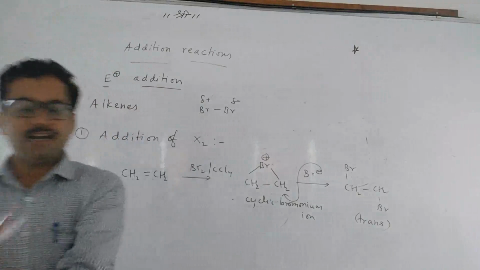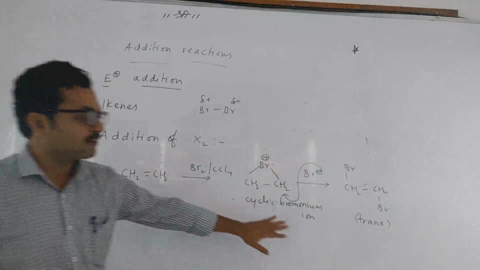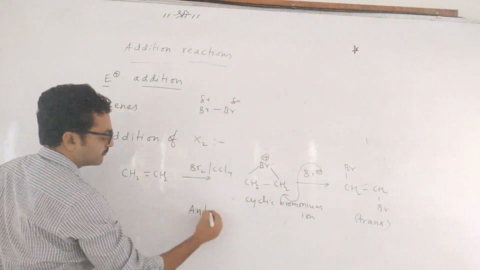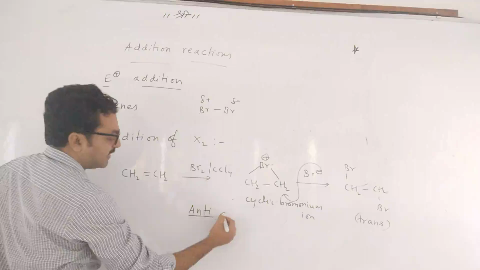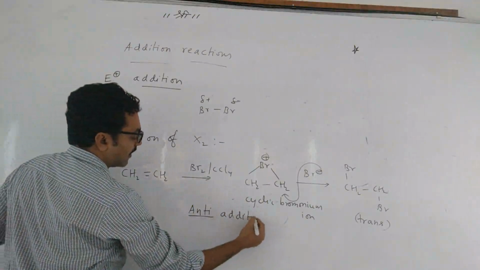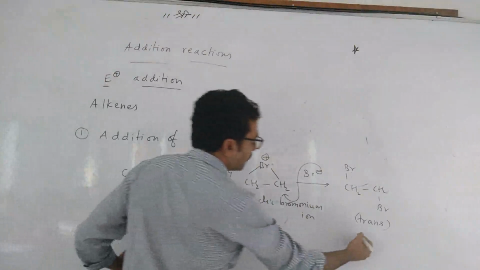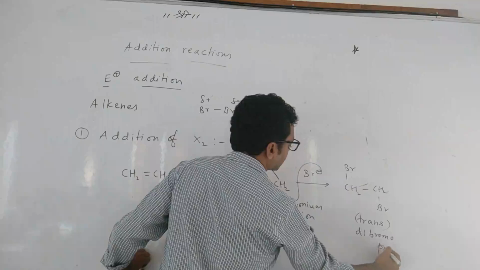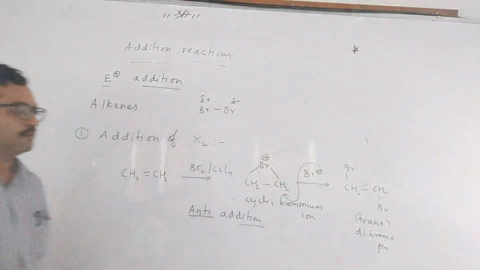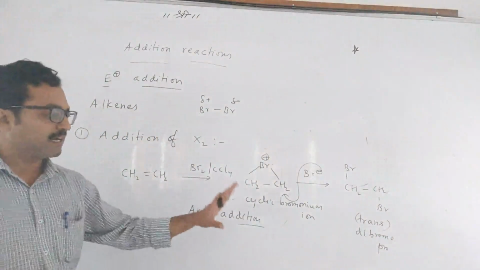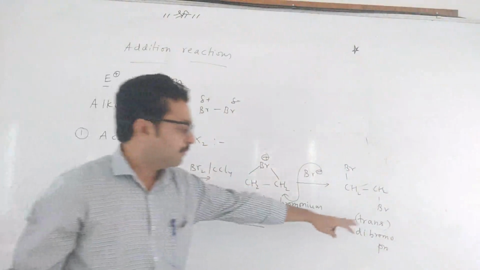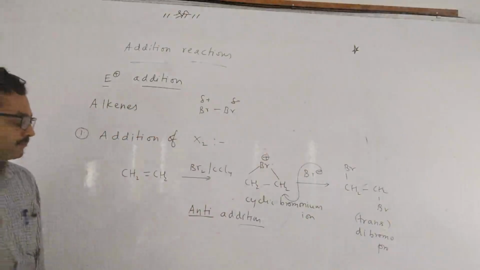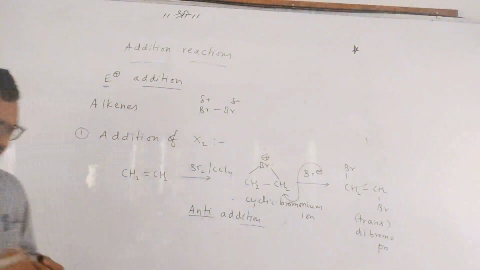So this addition is called anti-addition. What is that addition called? Anti-addition. This is an anti-addition, the first important point, and you will get a trans dibromo product. Trans dibromo product means the opposite side bromine will come. So generally you may think that cis and trans means a double bond should be there, but this meaning is different. Trans dibromo product is formed. So this is an anti-addition.